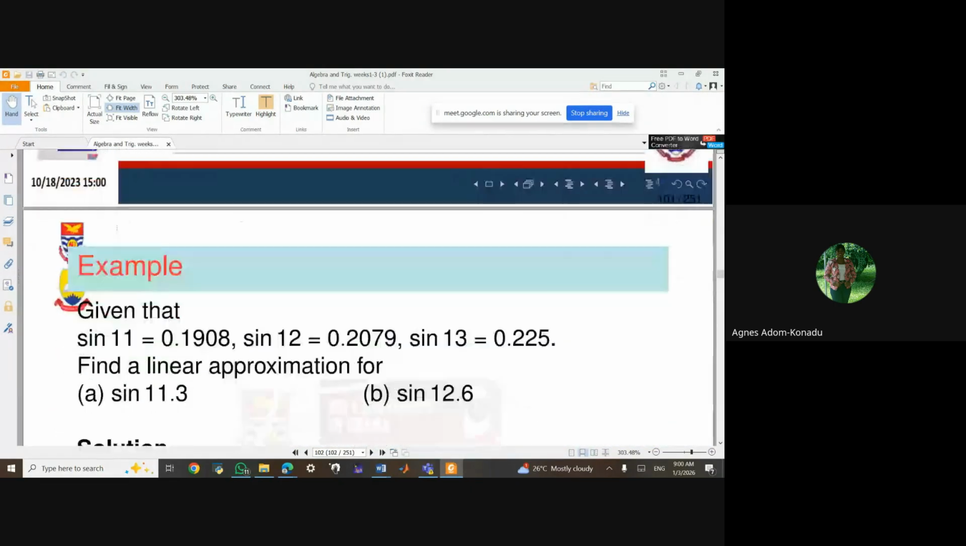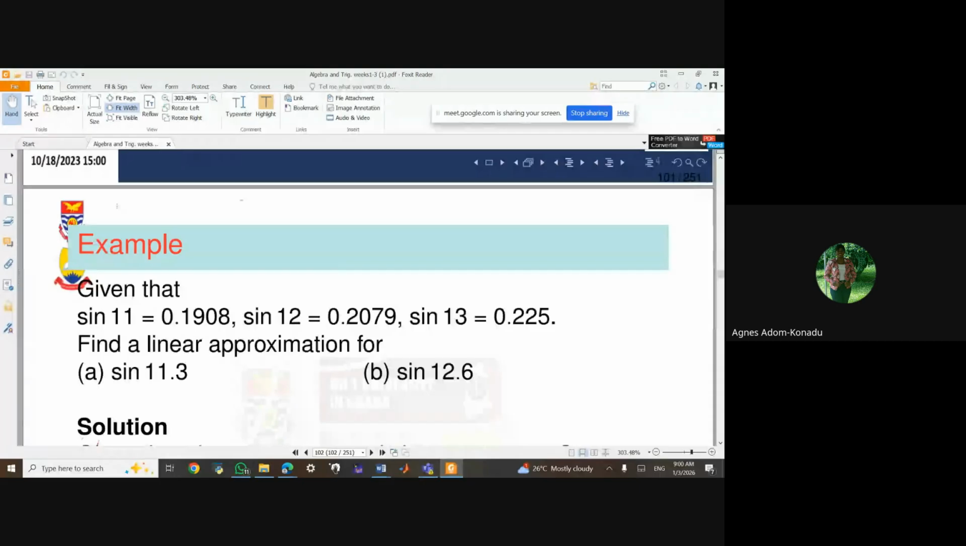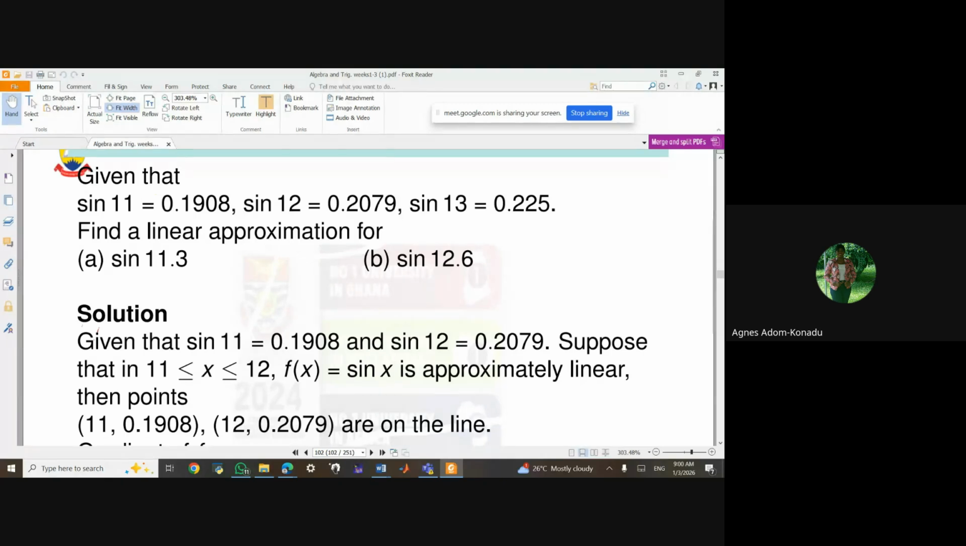So that's the line we are looking for. Another one says that given that sine 11 is equal to 0.1908, sine 12 is equal to 0.2079, and sine 13 is 0.225, we want to find a linear approximation for sine 11.3 and then sine 12.6.